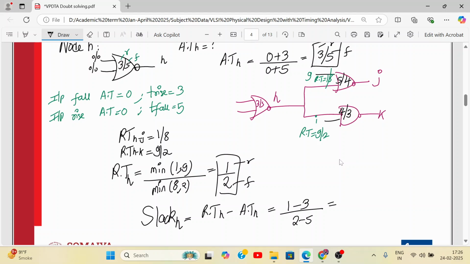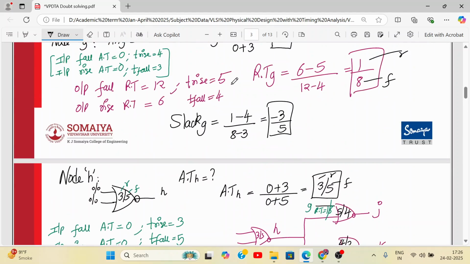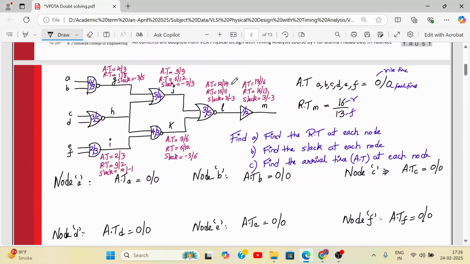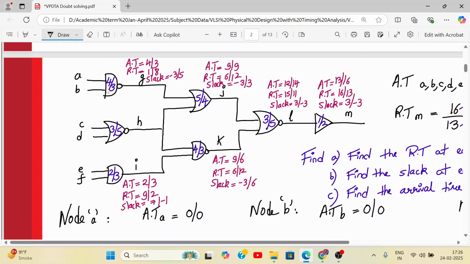So it will be minus 2 upon minus 3. So that's the slack, required time and arrival time at node H. The majority of the work is over, only 10% is remaining. Please be patient. So this is the arrival time at node H, it's 3 by 5. Required time at H, just now we have calculated, 1 by 2. And slack is minus 2 by minus 3.